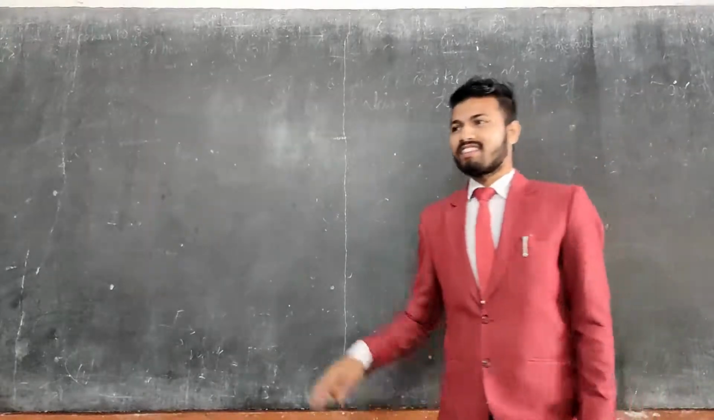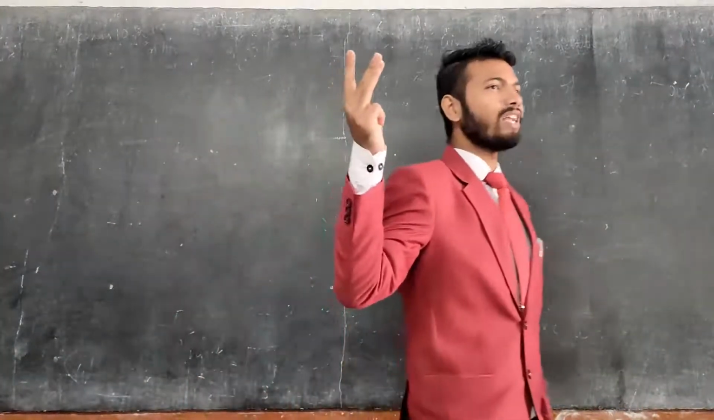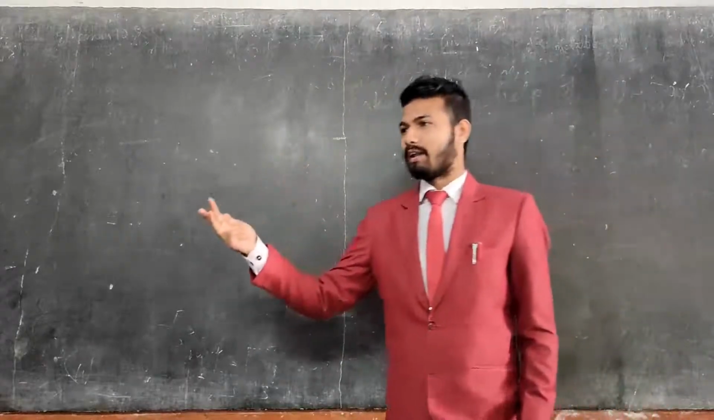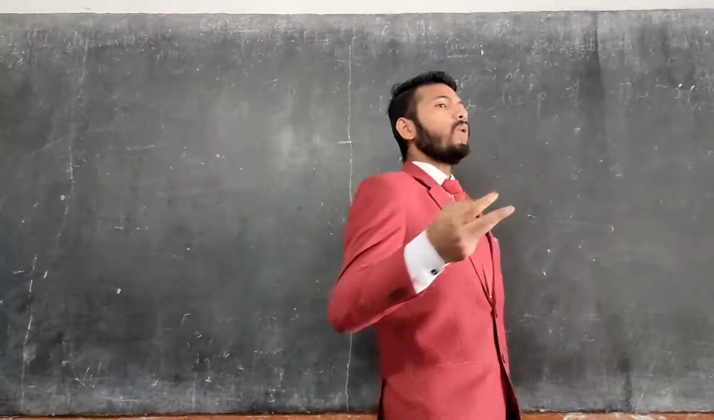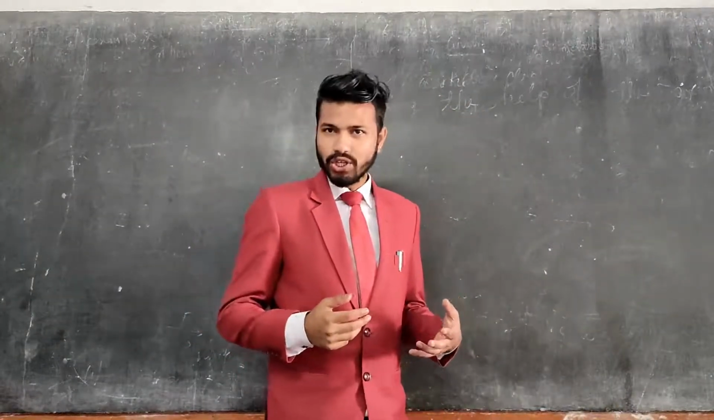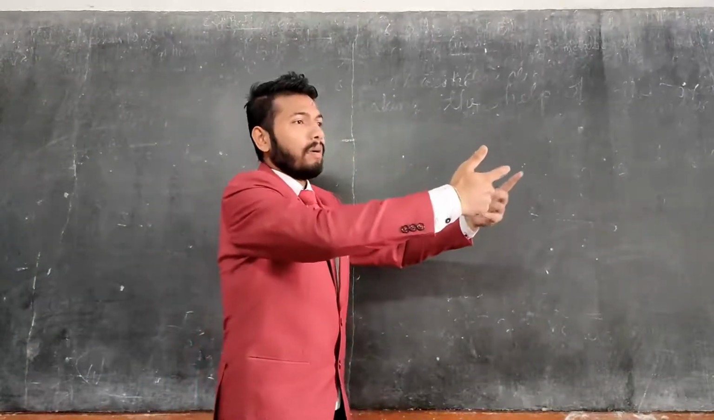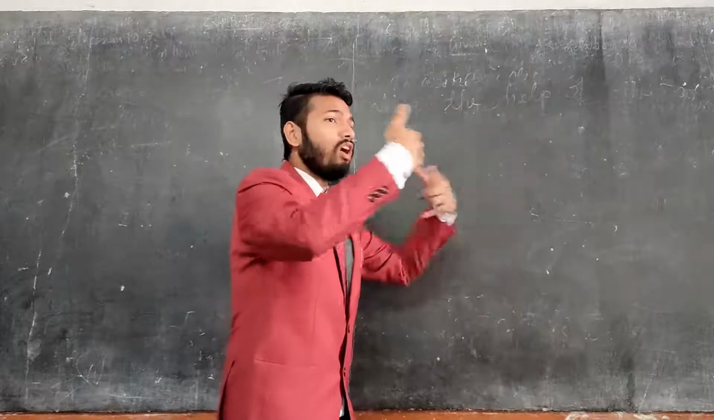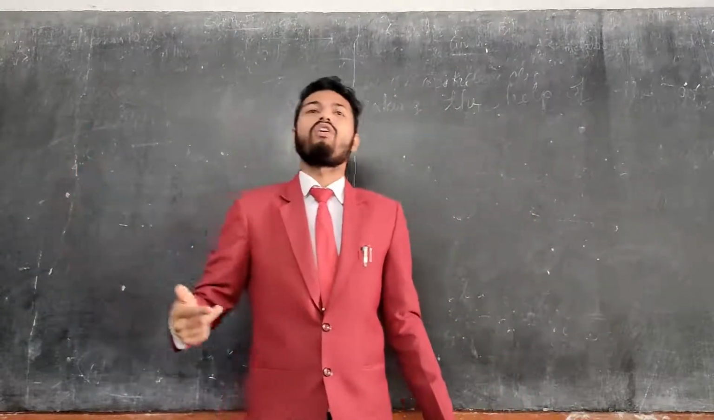Basically, there are three types of work done. One is called positive work done, the next is negative work done, and the third one is zero work done. I told you what positive work done is: it is the work done when the motion of an object is in the direction of the force applied. Understood? If I apply a force and the object also moves in that direction, meaning the force and the motion of the object are in the same direction, then we call it positive work done.